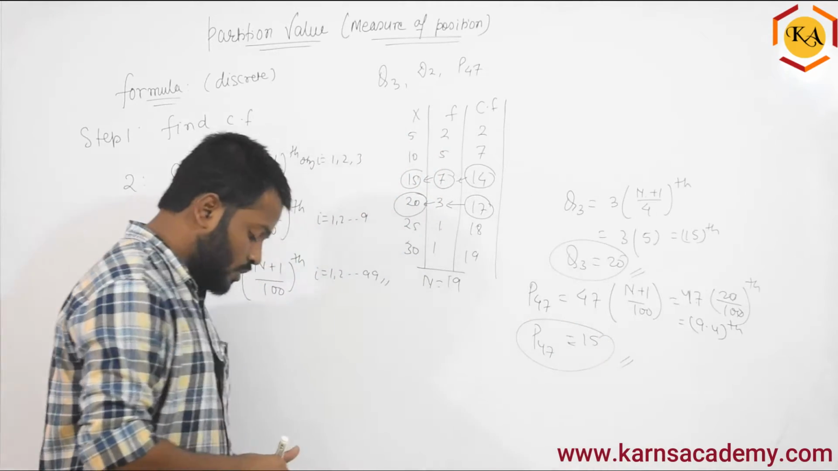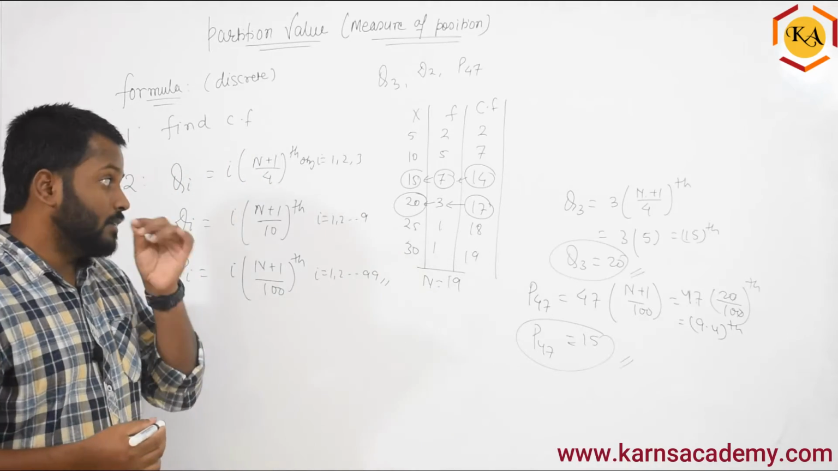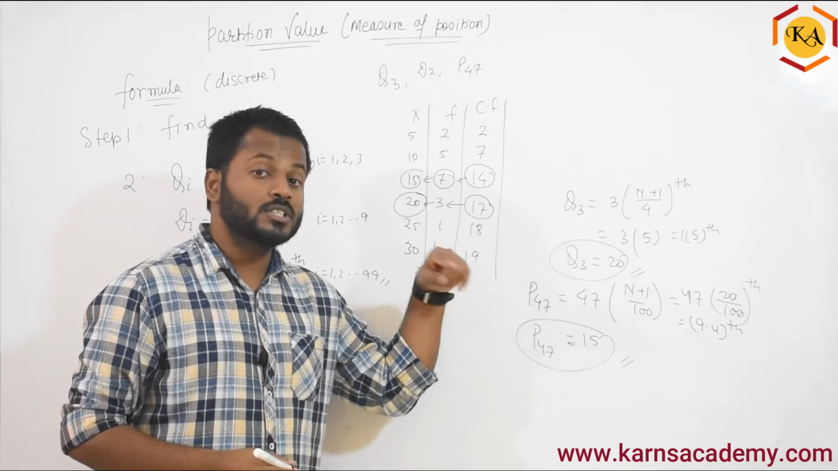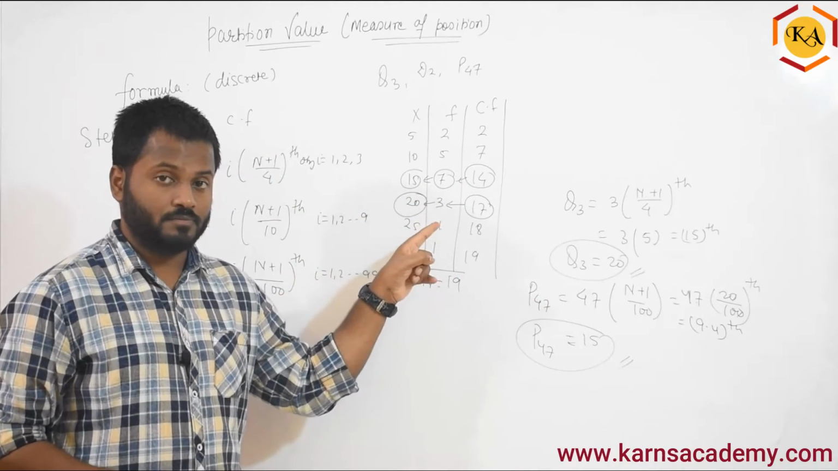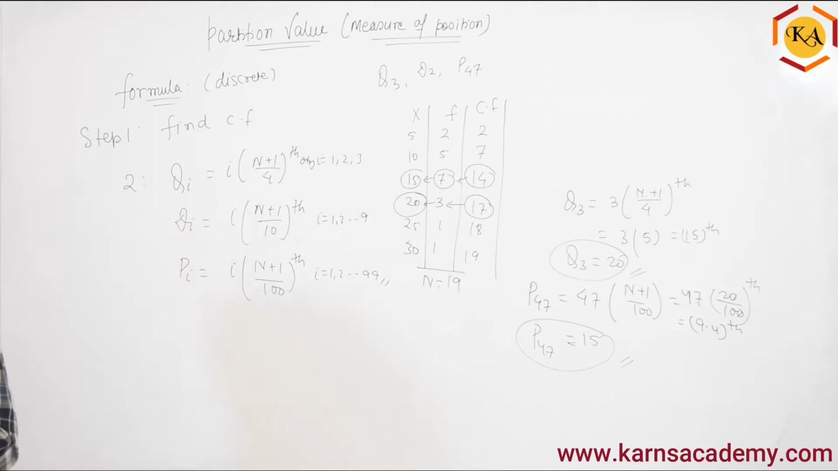So this is how you can find the quartile, percentile or decile for discrete data, where you select in the CF either the exact or just greater value, but you take the corresponding value of X. I hope you are able to understand this. Pause the video and make a note of it.